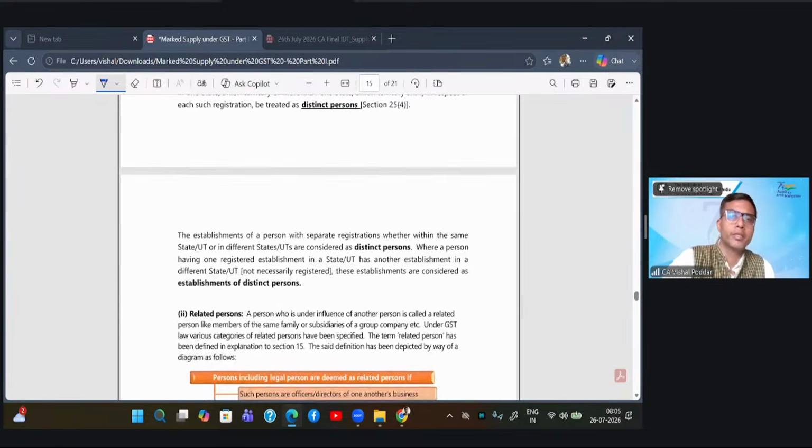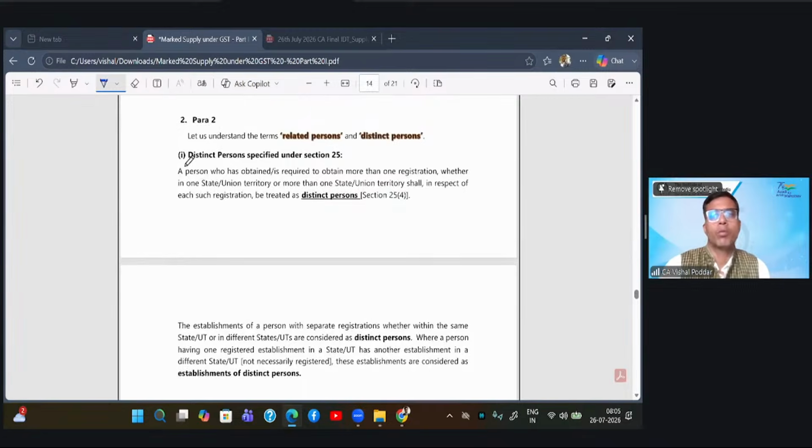Now we have to understand this point in detail. What is the point? That wherever the transaction is between related persons, even though it is free, it will be a supply. Similarly, if the transaction is between distinct persons, even though it is free, it will be a supply. Now, what is a distinct person under GST?